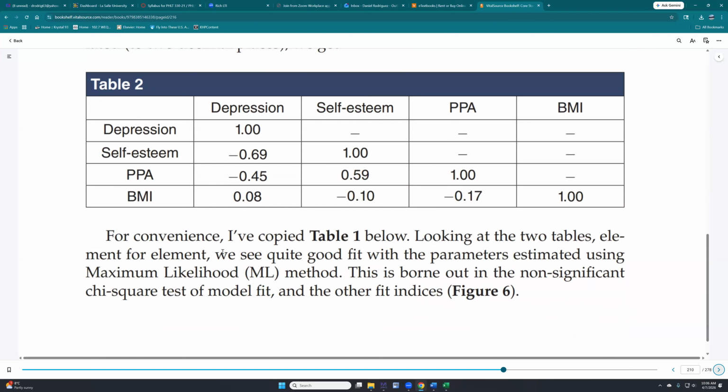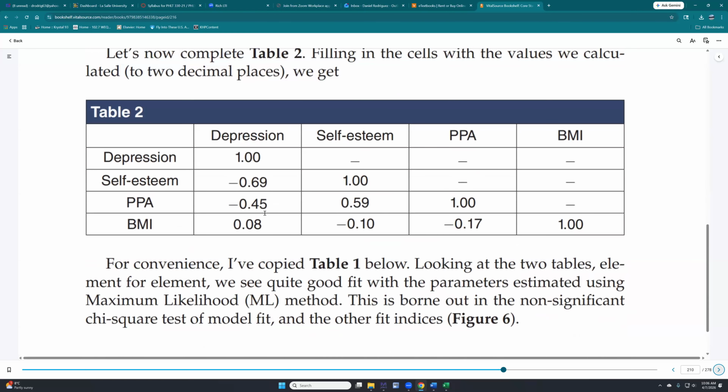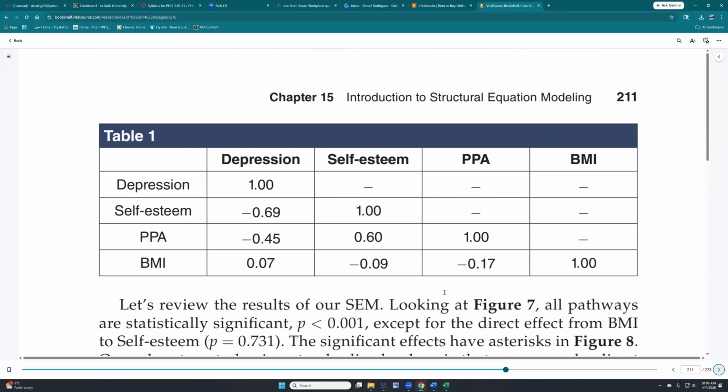All right. For convenience, I've copied table 1 below. Looking at the two tables element for element, we see quite good fit with the parameters estimated using the maximum likelihood method. This is borne out in the non-significant chi-square. They're not right next to each other, I apologize, so you can't really see this. But we can see 0.69, minus 0.45, and if you can remember those, you'll see minus 0.69, minus 0.44. So we did a darn good job here replicating that model, right?